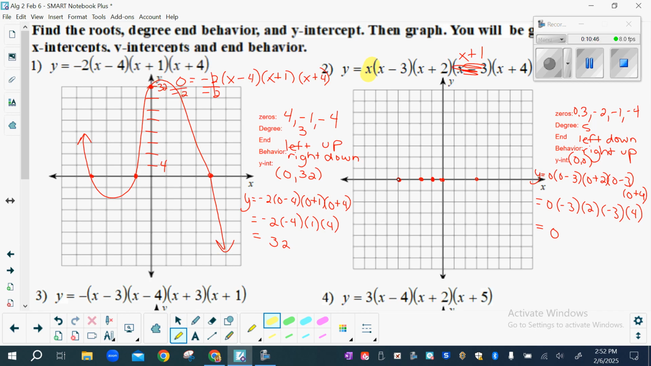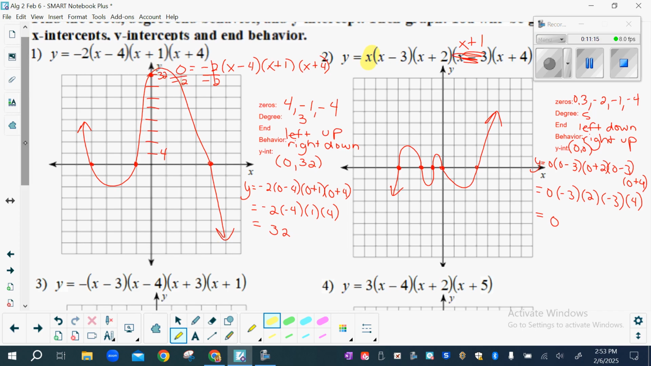Yeah. Okay. So we know our end behavior is left down. So starting down, 1 bump, 1 bump, 1 bump, 1 bump, and end up. That make sense? Okay to ask questions. If you have the question, somebody else probably has it. So we're going to do number 3 next.